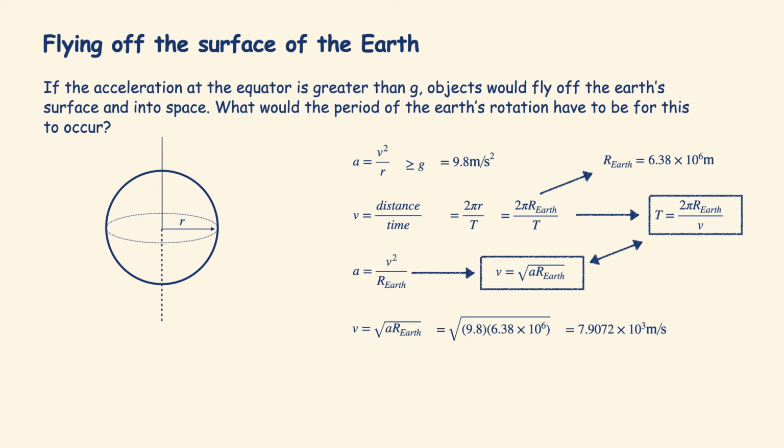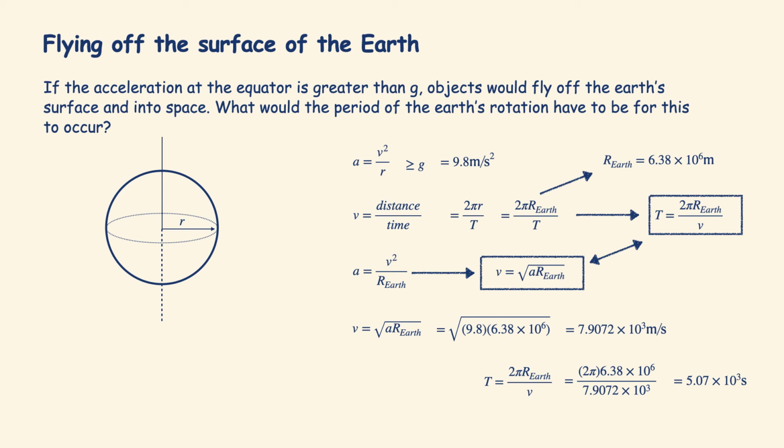So with that value for the speed, I'm ready to go back to the formula for the period and substitute. So I'm going to have 2 pi, the radius of the Earth, 6.38 × 10^6, divided by the value for the speed, which I already determined, 7.9072 × 10^3 meters per second, which gives me for the period of rotation, for that hypothetical situation, 5.07 × 10^3 seconds. Here I have rounded to 3 significant digits, which is usually acceptable as a final answer.